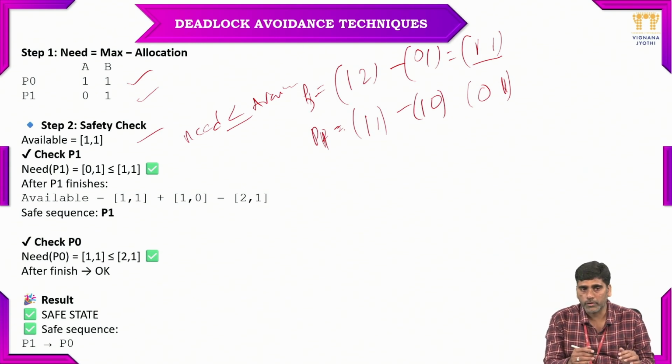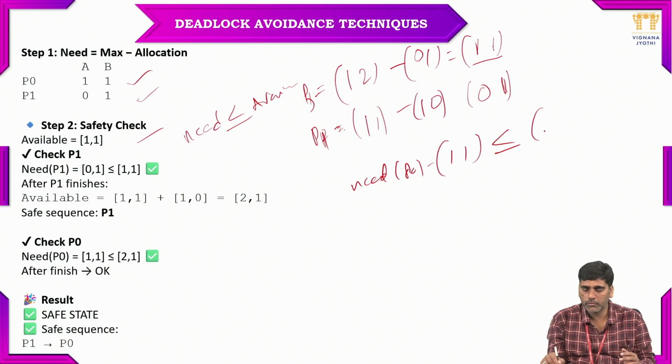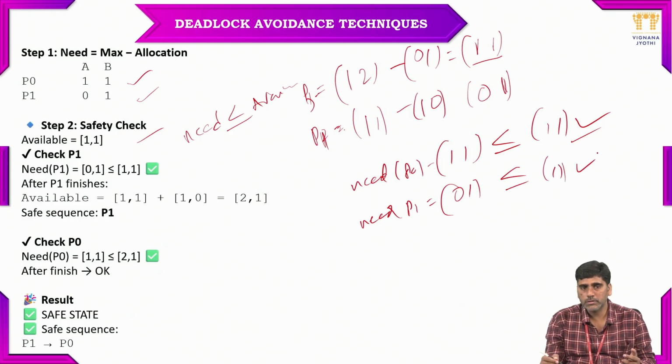Available is 1, 1. The need of P0 is 1, 1. Is 1, 1 less than or equal to 1, 1? Yes, it is satisfied. And the need for P1 is 0, 1, which is less than or equal to the available 1, 1. Yes, so the process checks out. The need of the resources is less than or equal to the available resources, so the condition is satisfied.